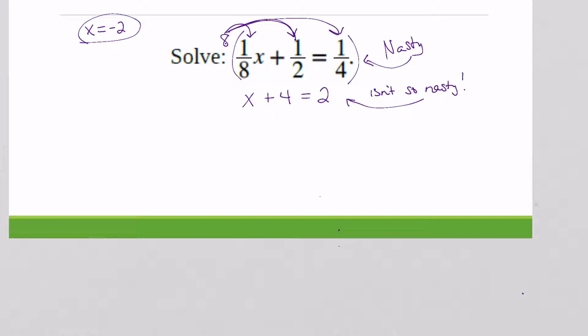So now, how do you solve that? Well, you would subtract 4 from both sides. And so I've got that x is equal to -2. Again, we get the same answer.